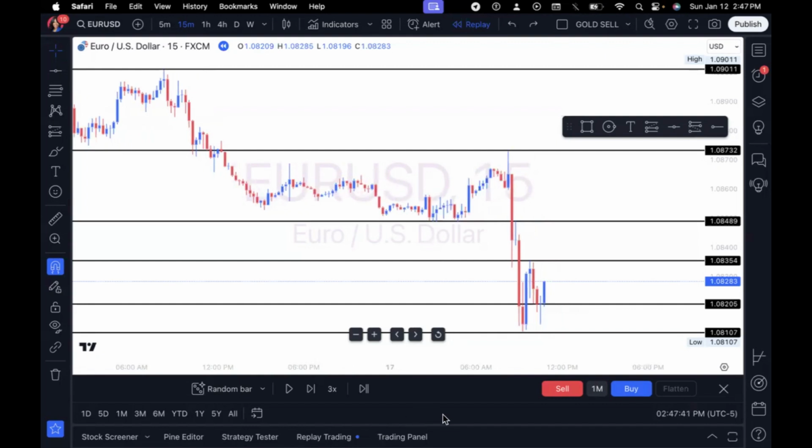So the first question I ask myself is, is the market near an area of support or is it near an area of resistance? Now I can see that my candle is closer to areas of support. So that's going to be one bias for me to enter this trade for a buy.